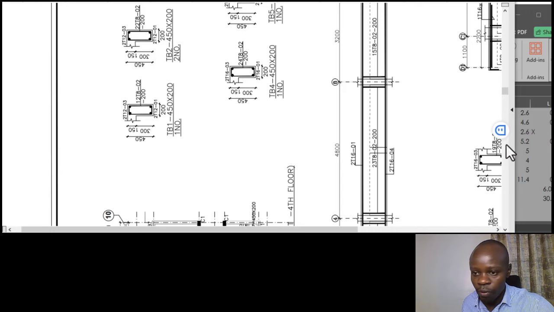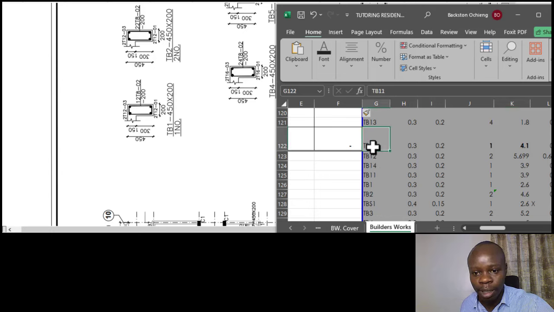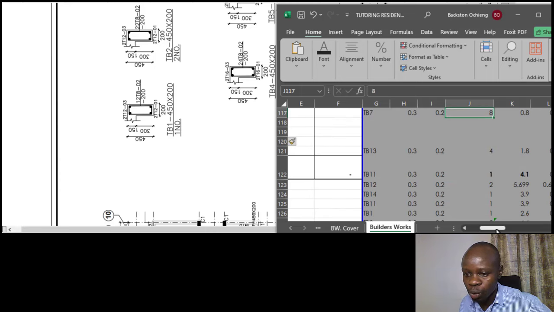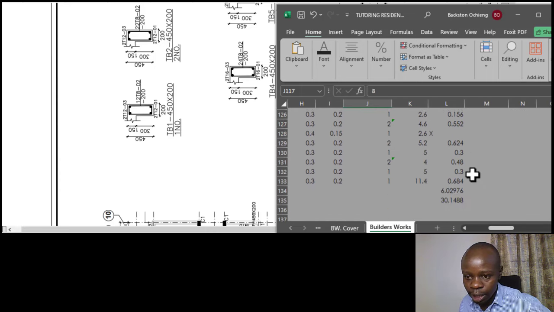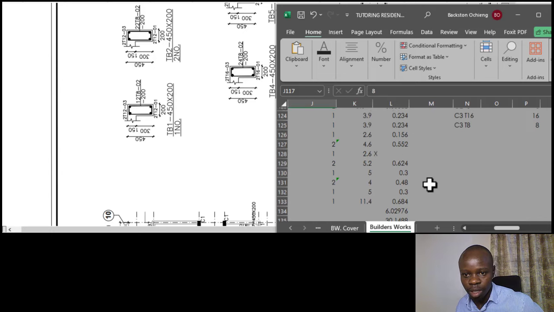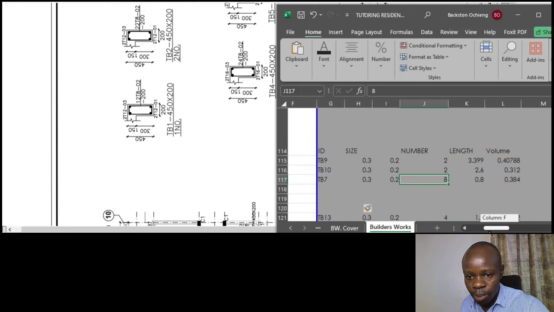So for instance, this is TB1. To stick to my format, the way I was doing my beam schedule at first, I will go with them in that order, so that once I'm done with TB9, I go to TB10, TB7, and so on. Alternatively, what I can do is insert a column that is indicating, for instance, let me see, this is TB9.